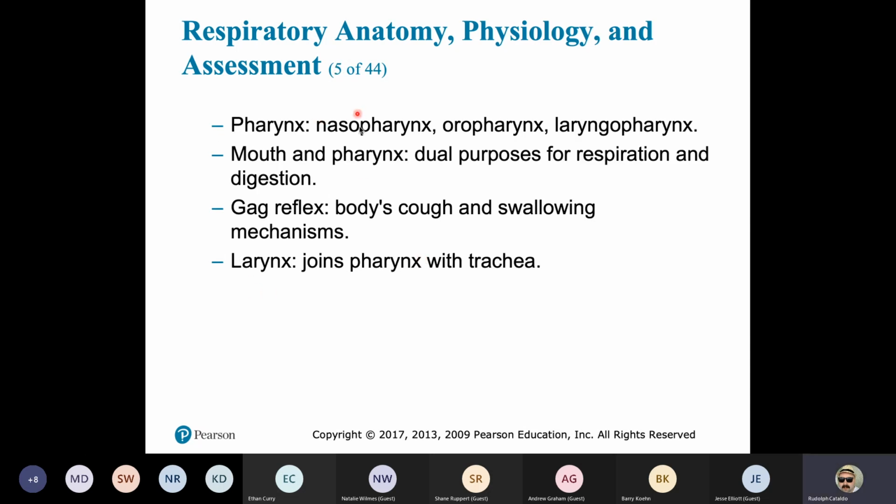When we talk about our pharynx, you have a nasopharynx, with naso meaning nose, an oropharynx, with oro meaning mouth, and the laryngopharynx, which is a little bit lower down. So naso, oro, and laryngopharynx.